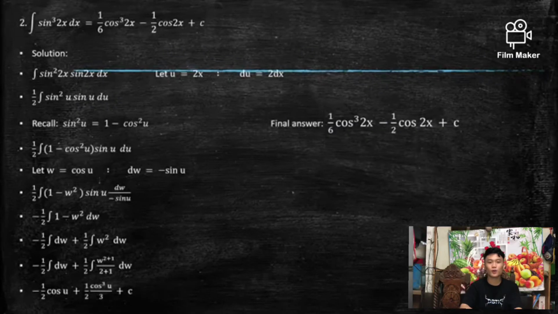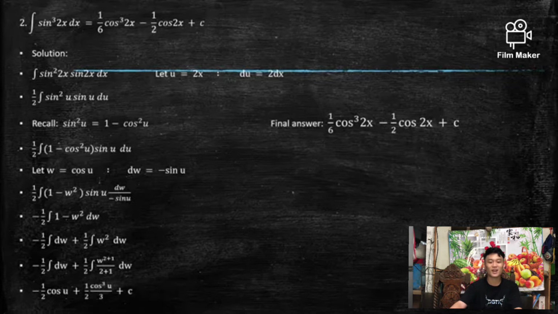For number 2, we have the integral of sine cube 2x dx. For the solution, we first use the u substitution, letting u be 2x and du equal to 2 dx. By substitution, we end up with 1/2 integral of sine squared u sine u du. As we recall, sine squared u equals 1 minus cos squared u. That came from the Pythagorean identity.